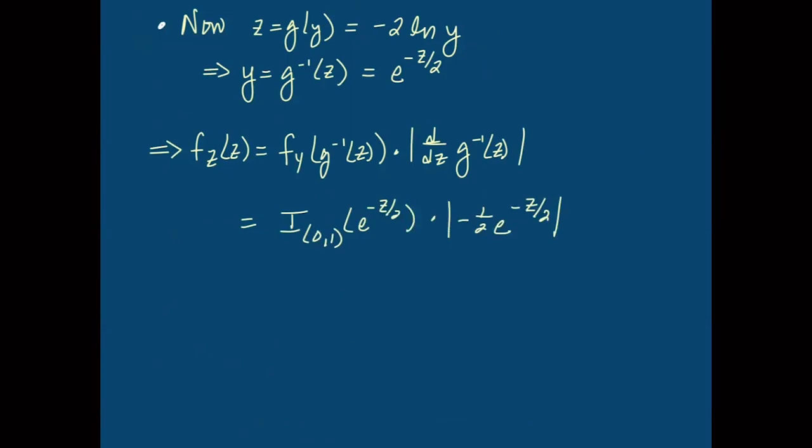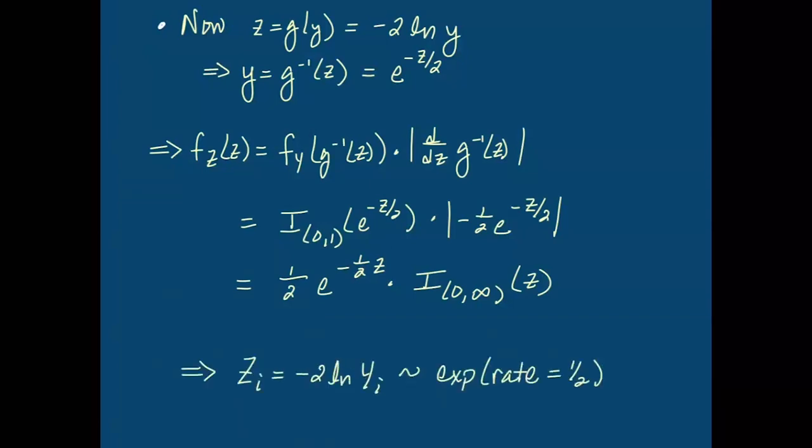We can simplify this indicator in the same way we did before. We can put this expression here between 0 and 1, take a natural log all the way across, and then finally multiply across by negative 2. Watch for flipping inequalities. We will get that this indicator is equivalent to saying that z has to be between 0 and infinity. So rewriting this line, we end up with 1/2 e to the minus 1/2 z times an indicator that says that z is between 0 and infinity. And this means that our Z sub i has an exponential distribution with rate 1/2.